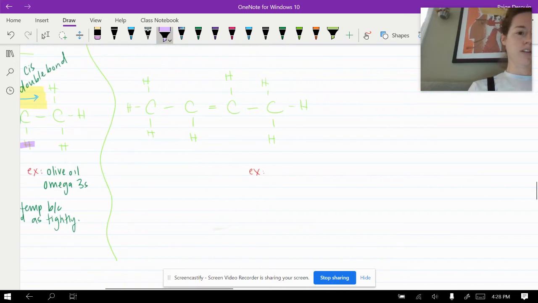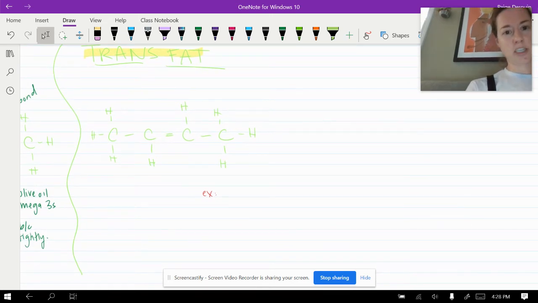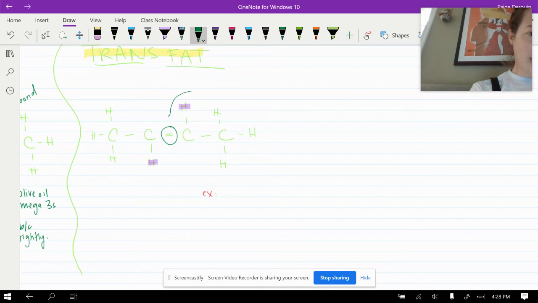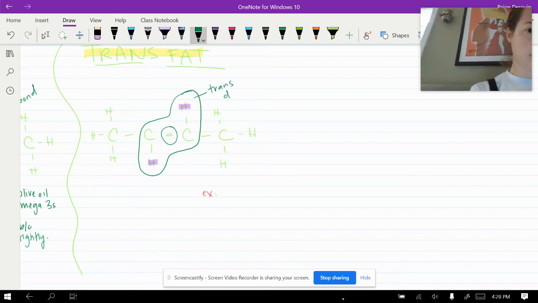Now we're going to come over here and look at trans fats. Trans fats also have a double bond. Here it is. But instead of the hydrogens being on the same side, now you have one hydrogen here and one hydrogen here. And what that creates is this sort of diagonal line right there. This allows them to pack a little more tightly because there's not quite as much space as there was in the unsaturated version. So this is called a trans double bond.